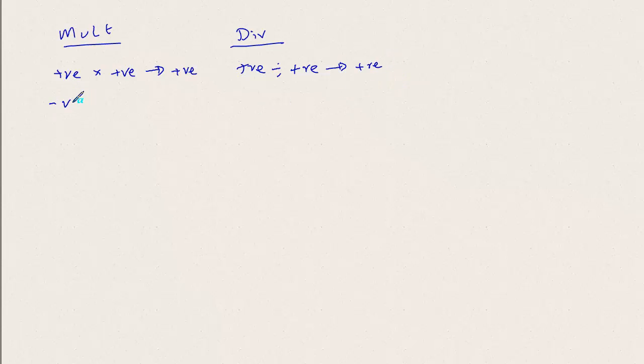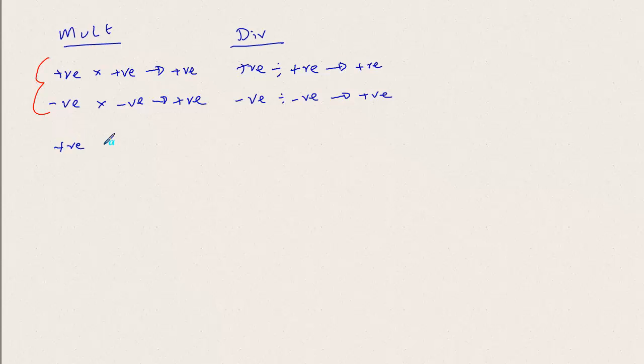If we have a negative and we multiply by a negative, the result is positive. And a negative divided by a negative gives a positive result. So basically we can group these and say if the signs are the same, so either both positive or both negative, then we get a positive result. And that's the same whether we're multiplying or dividing.